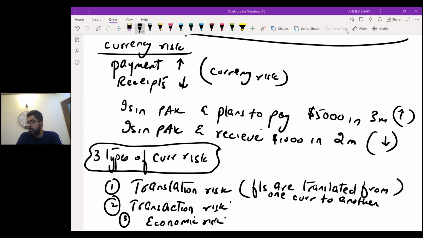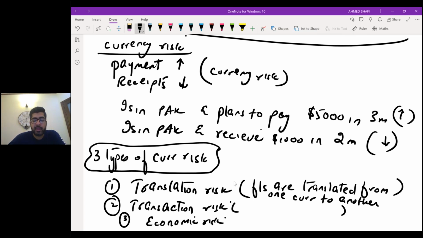Okay, so translation risk occurs when financial statements are translated from one currency to another. For example, you are translating financial statements from dollar to PKR, or from GBP to dollars. So whenever financial statements are translated, the risk we face is called translation risk.